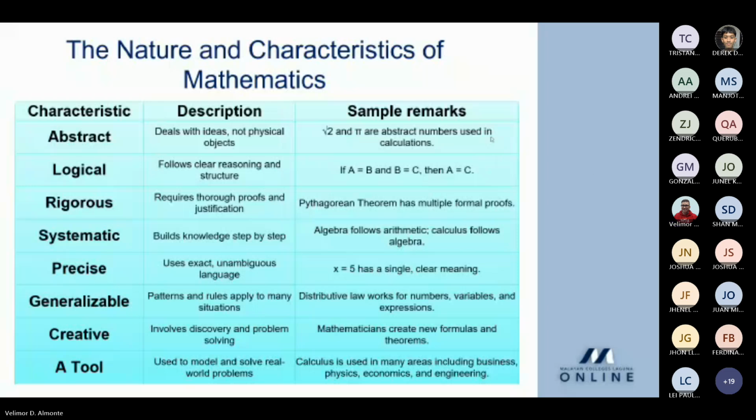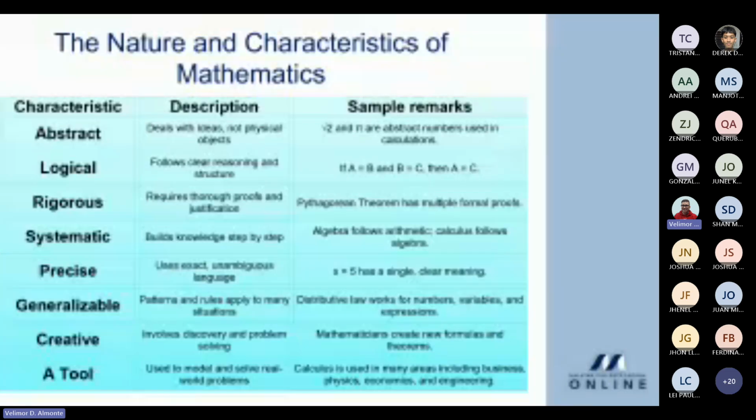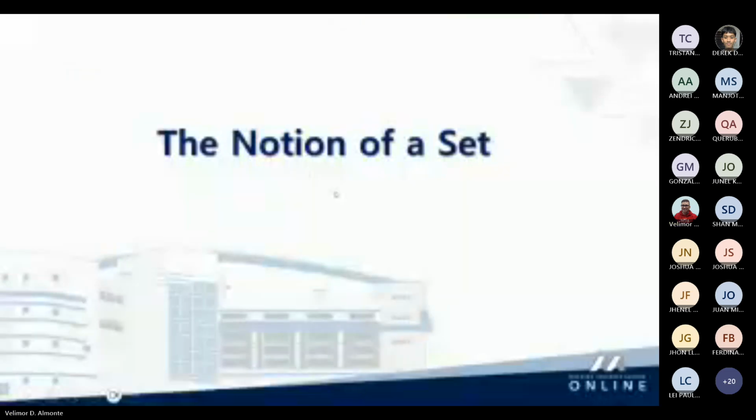Okay, let's proceed. So, for example, algebra, a field of mathematics. We use symbols, and then the symbols we can apply as properties. So that is a generalizable abstraction of the properties in arithmetic. It's also precise. We use exact language. Systematic, it builds on concepts. So let me emphasize something here.